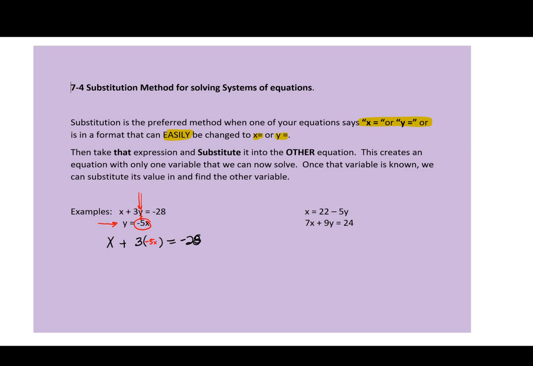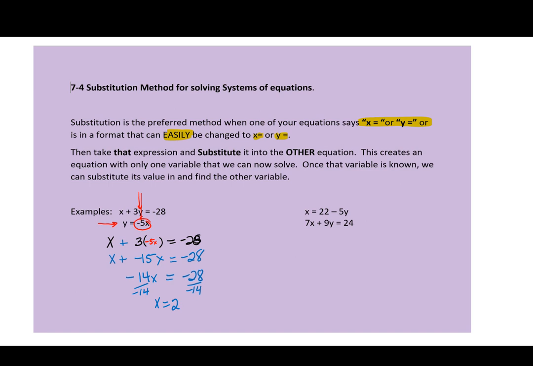The second equation says y is negative 5x. Well, in the first equation, I'm going to take the y out and replace it with negative 5x. And then I'm going to solve this. I have x plus negative 15x is equal to negative 28. So that's going to be negative 14x is equal to negative 28 when I simplify it. Then I can solve by division, divide both sides by negative 14, and I get x is 2.